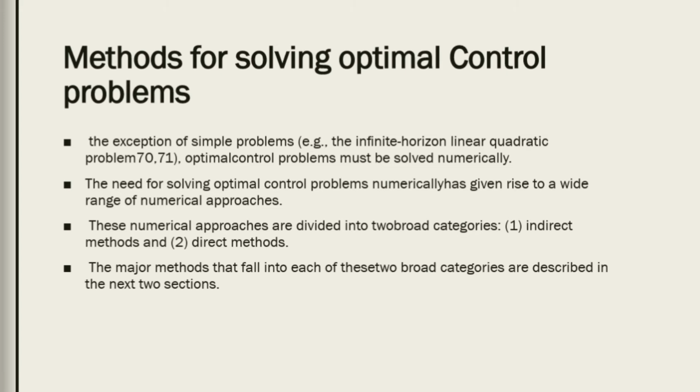Now let's see the methods for solving optimal control problems. With the exception of simple problems, for example, the infinite horizon linear quadratic problem, optimal control problems must be solved numerically. The need for solving optimal control problems numerically has given rise to a wide range of numerical approaches. These numerical approaches are divided into two broad categories: number one, indirect methods, and number two, direct methods. The major methods that fall into each of these two broad categories are described in the next two sections.